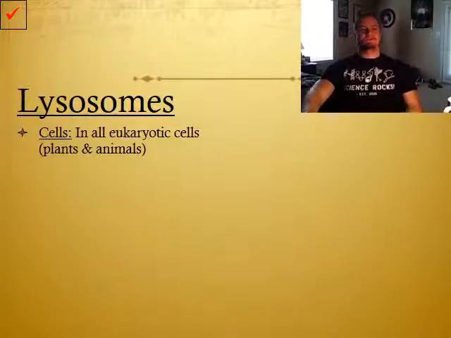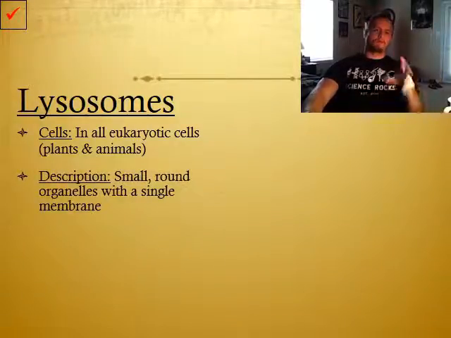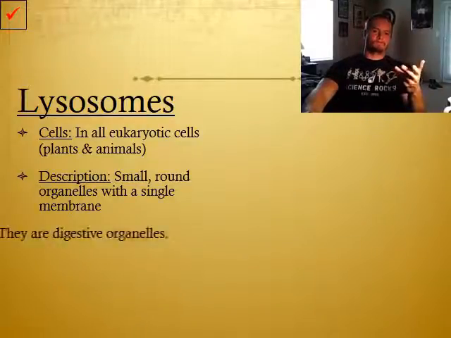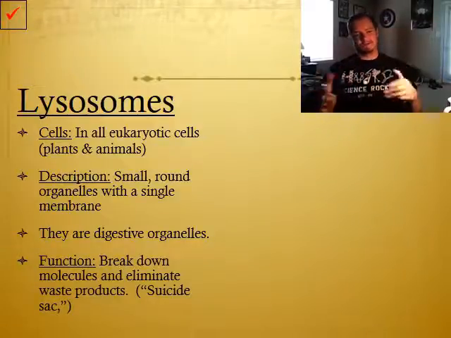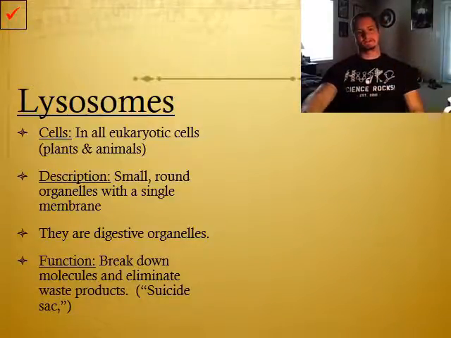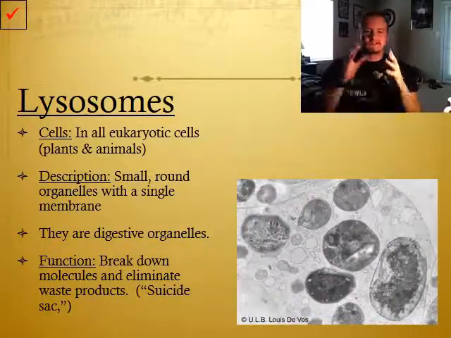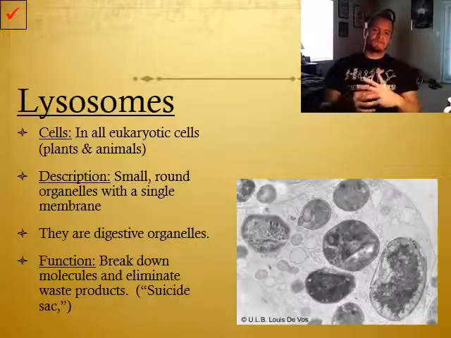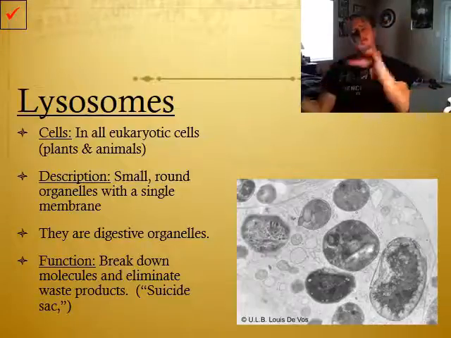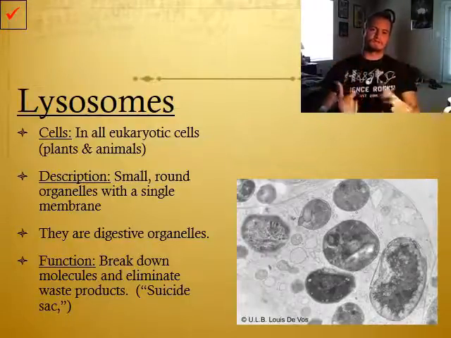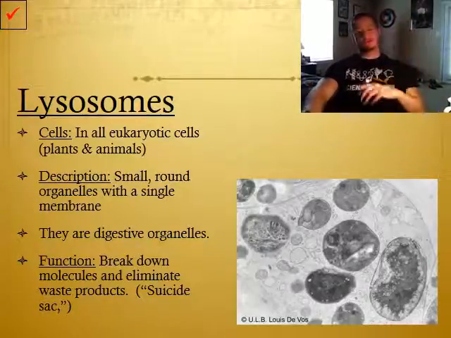Lysosomes. Lysosomes are found in all eukaryotic cells, both plants and animals. They are small, round organelles with a single membrane. They are digestive organelles, and their function is to break down molecules and eliminate waste products. They're also called suicide sacs. What these guys basically do is they're kind of like janitors, or engineers. They break down what doesn't work, fix it, and recycle the parts. So you're going to find lysosomes all throughout plant and animal cells, basically doing cleanup duty.